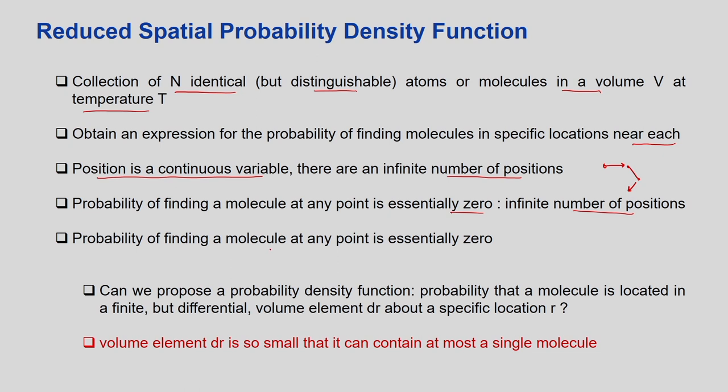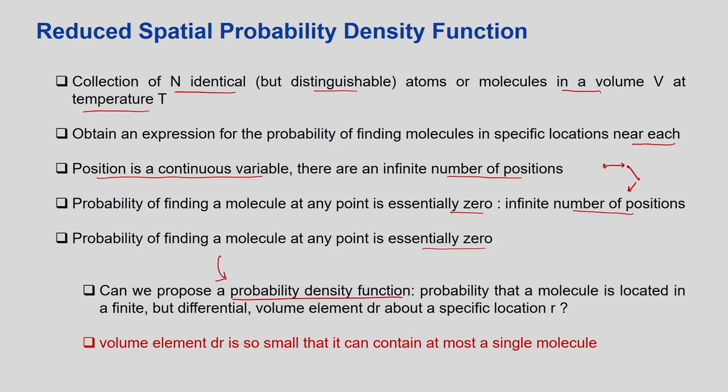So, the probability of finding a molecule at any point is thus equal to 0. This brings us to the point that we have to propose, instead of direct probability, a probability density function. So, from probability, we need a probability density function.